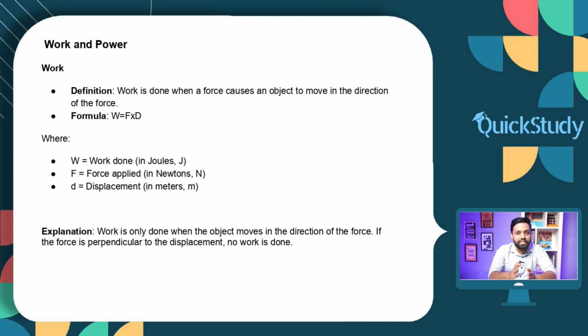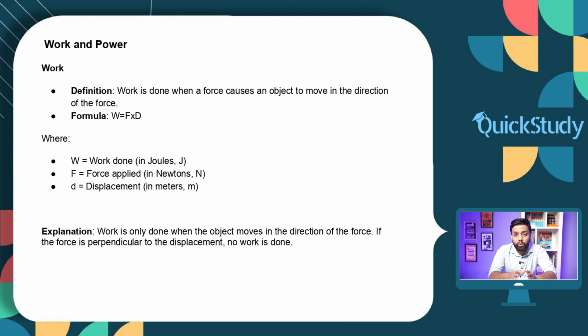The formula would be W is equal to F multiplied by d, where W is the work done and the unit is joules, and F is the force, which is in the unit of Newton, and d is the displacement, and the unit for that is meters.